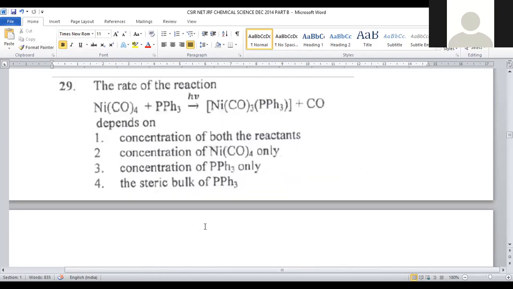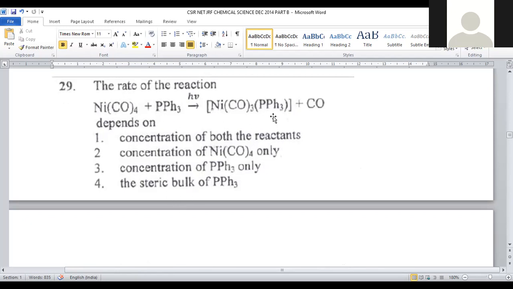Let us move on to question number 29. The rate of reaction of nickel tetracarbonyl treated with triphenylphosphine under light irradiation conditions, it turned into nickel tricarbonyl phosphine plus carbonyl. This depends upon what? So here, in this photochemical reaction, what is the rate of the reaction to be predicted? You can say it is a chemical kinetics question. Otherwise, you can say it is a photochemistry question also, because both are interrelated in this.